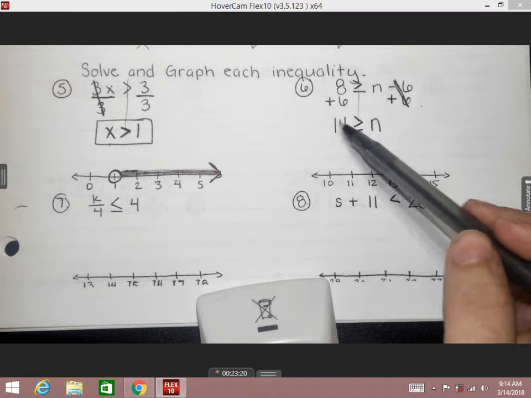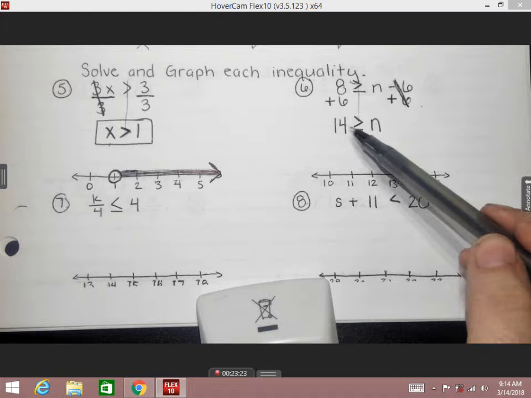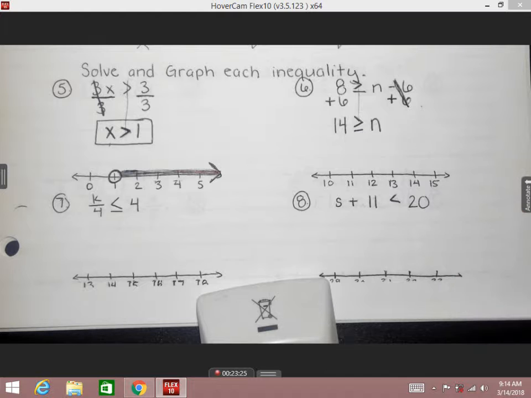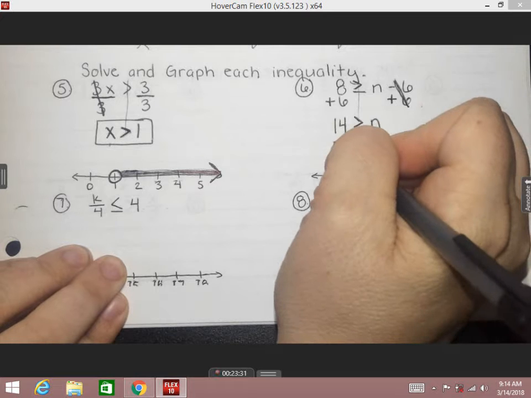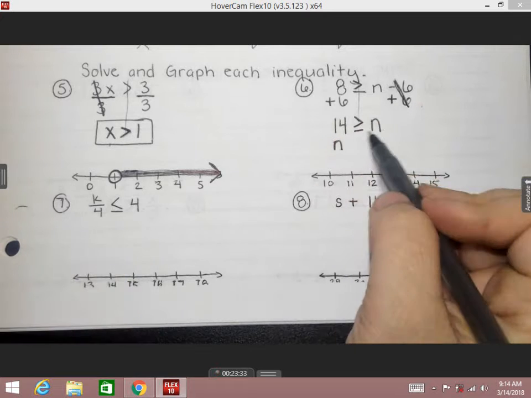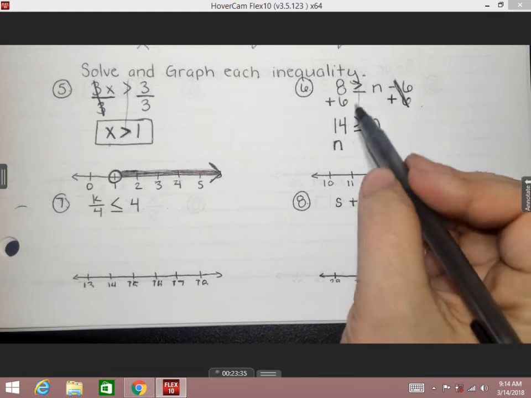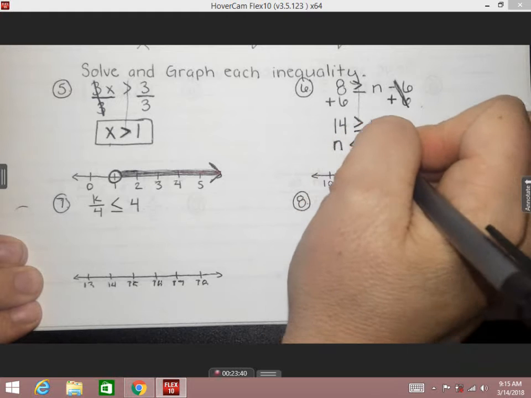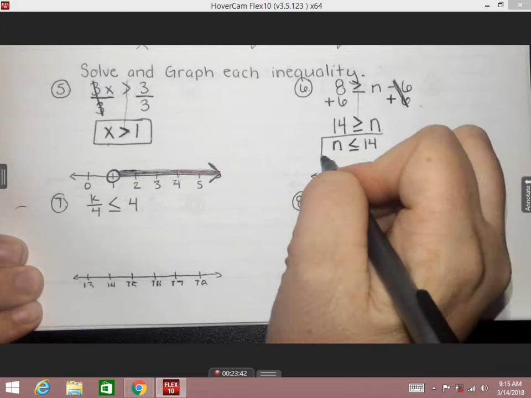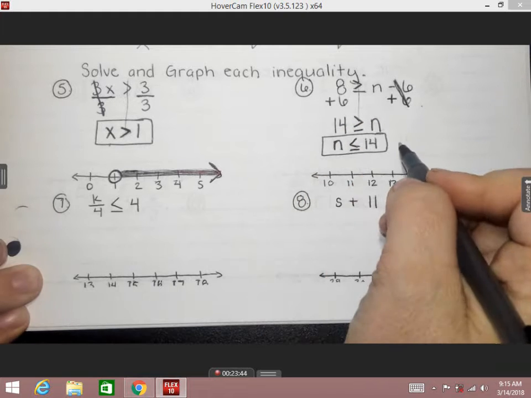All right. But now that I have my answer, can I flip that entire answer? Yeah, now we can flip the entire thing. So my 'n' is going to go to the front. If I'm flipping the entire thing, do I have to flip the inequality? Yes, we're going to flip it as well. And then we have 14. So guys, this is what we're graphing.